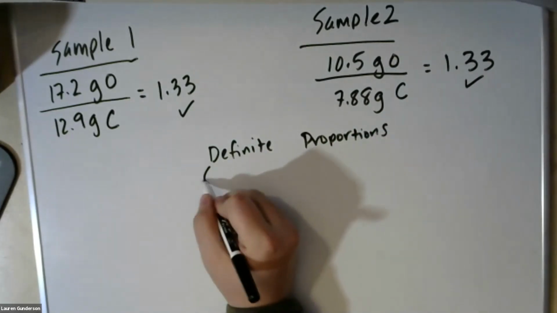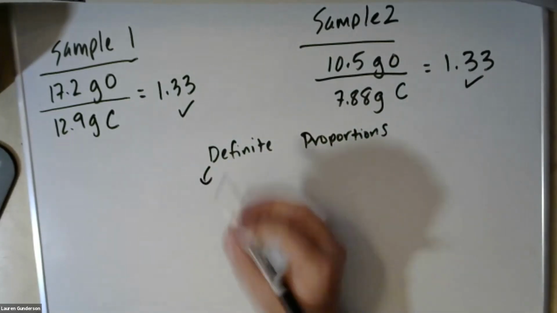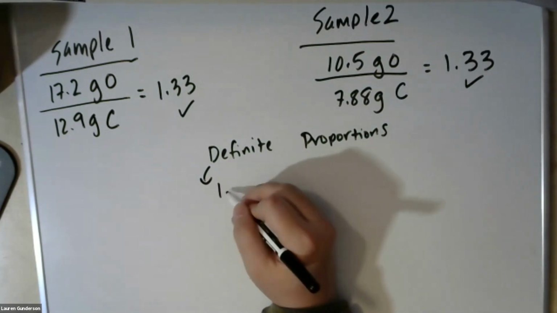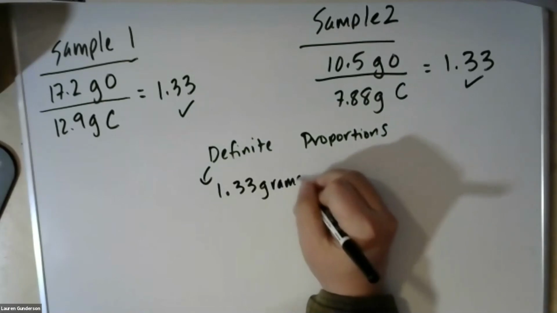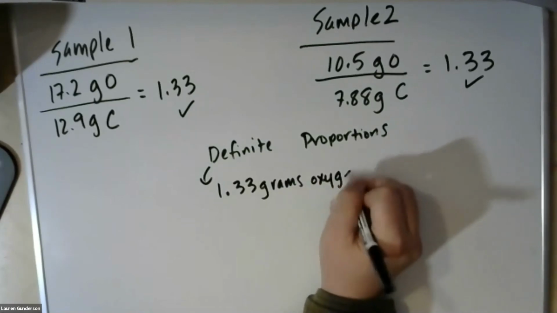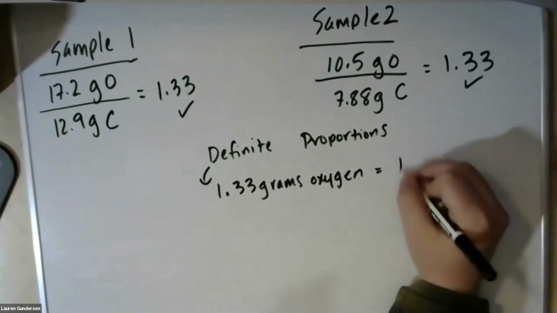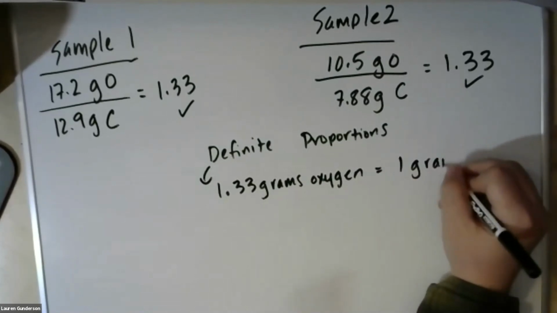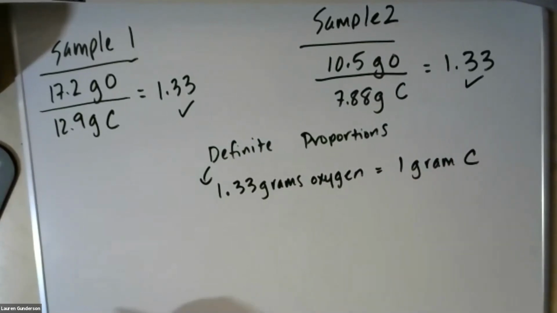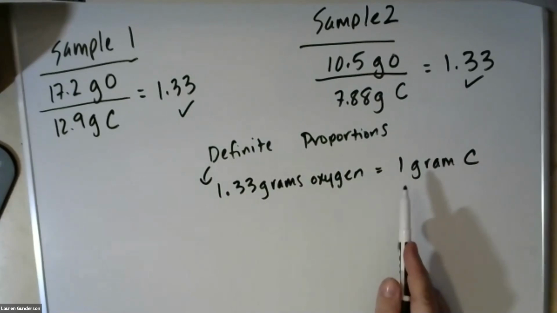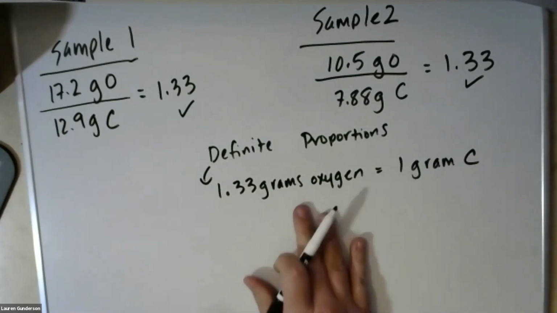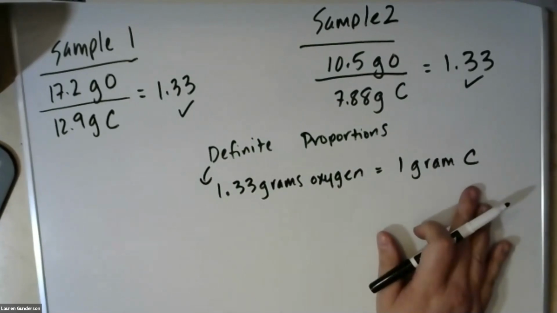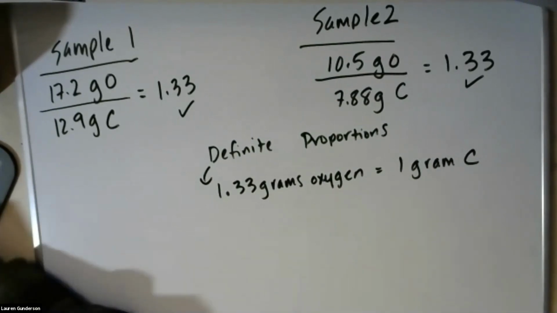Okay, and for these carbon monoxide samples, what we're saying is that for every 1.33 grams of oxygen, there's 1 gram of carbon. That's going to be the simplest breakdown in terms of oxygen mass to carbon mass for any sample of carbon monoxide that's present.